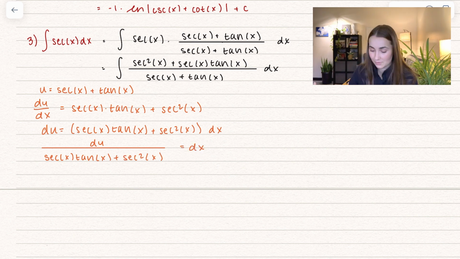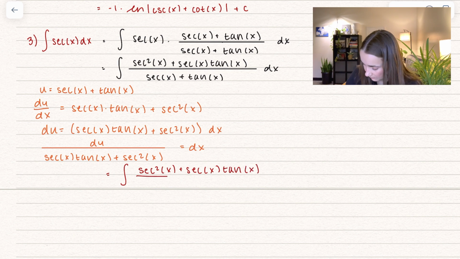Alrighty, we got lots of moving parts here. Let's go ahead and replace everything in our antiderivative. So the numerator stays the same because we didn't do anything to it. We set the denominator equal to u, so that becomes u, and then dx, we're going to go ahead and replace that whole thing in as well.